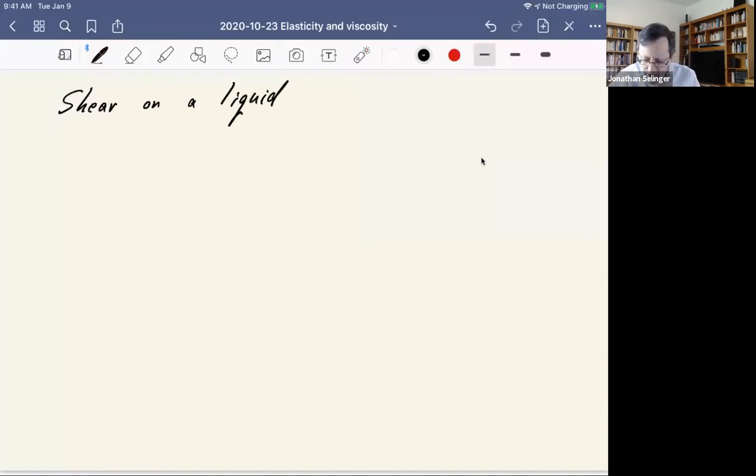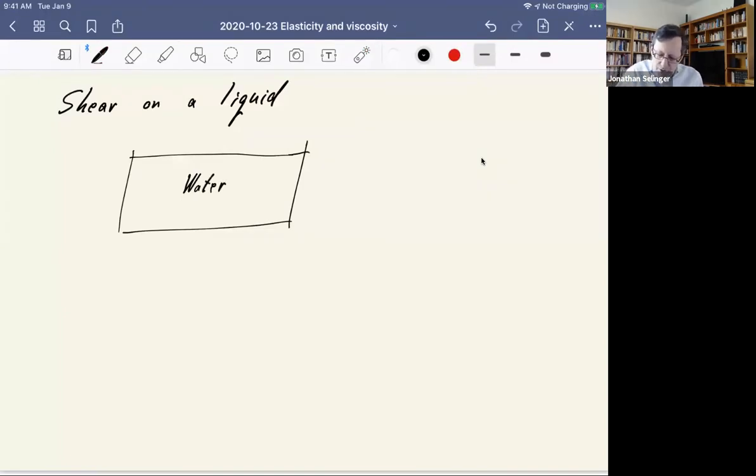So we have a liquid. I don't know, here's maybe a rectangular swimming pool full of water. And we are dragging across the top surface, right? So if we have a big surfboard floating on the water, we pull everything across on the top. Okay? So we apply a force this way, and there is the opposite force on the bottom.